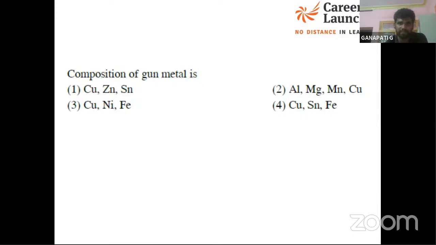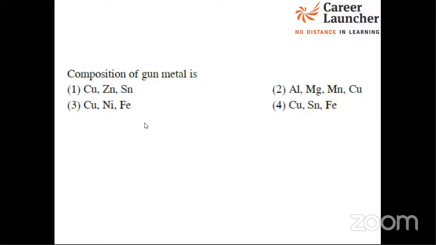See the next one. Anyhow, the video is distracting you, so let me switch off the video. You can focus on the topic. Composition of gunmetal is. It's purely memory based. Composition of gunmetal is copper, zinc, and tin. That is the composition of gunmetal. There's no need to think too much about it. Just see and answer it.